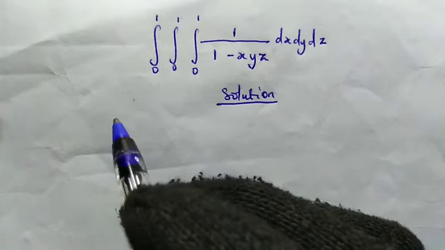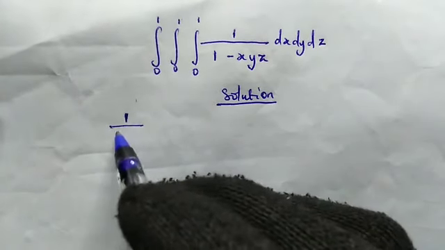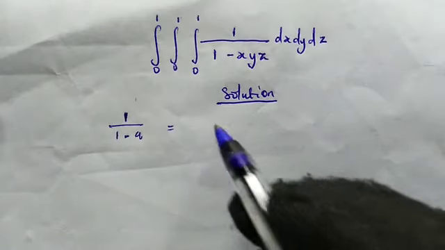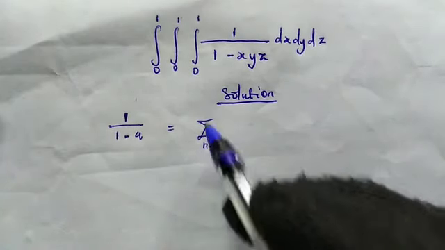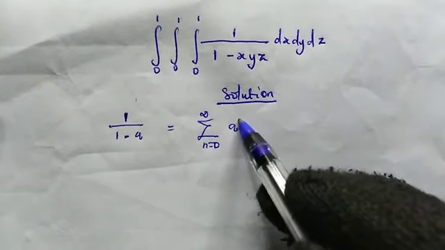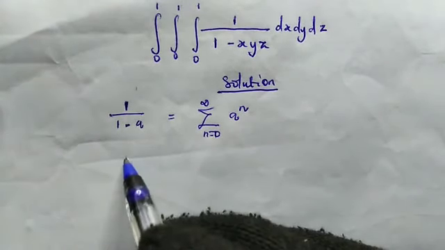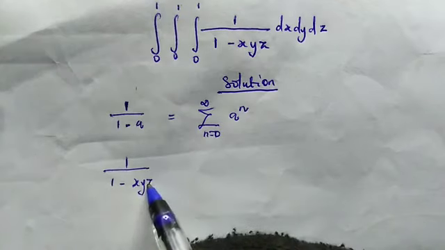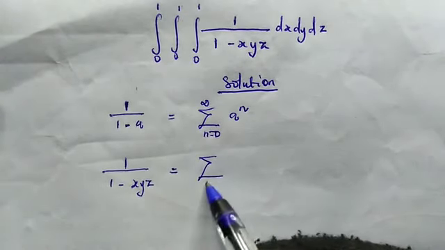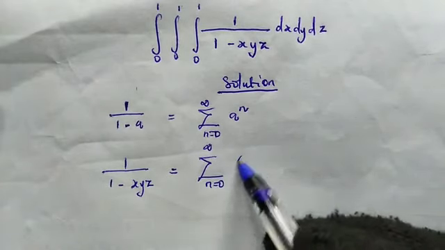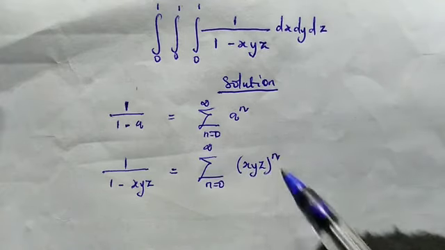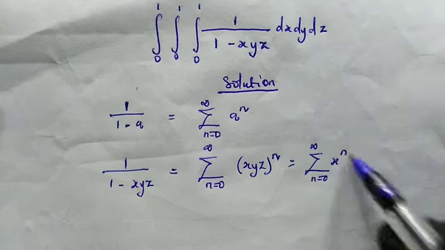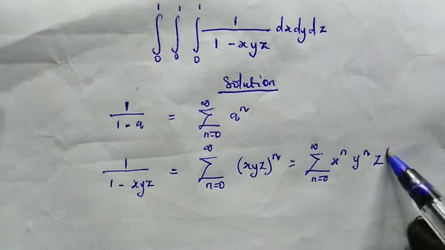Before we proceed, let us take note of the following power series expansion: 1 over 1 minus a is equal to the sum as n goes from 0 to infinity of a to the power of n. So from here, 1 over 1 minus xyz is equal to the sum from 0 to infinity of (xyz) to the power of n, the same as the sum from 0 to infinity of x to the power of n times y to the power of n times z to the power of n.